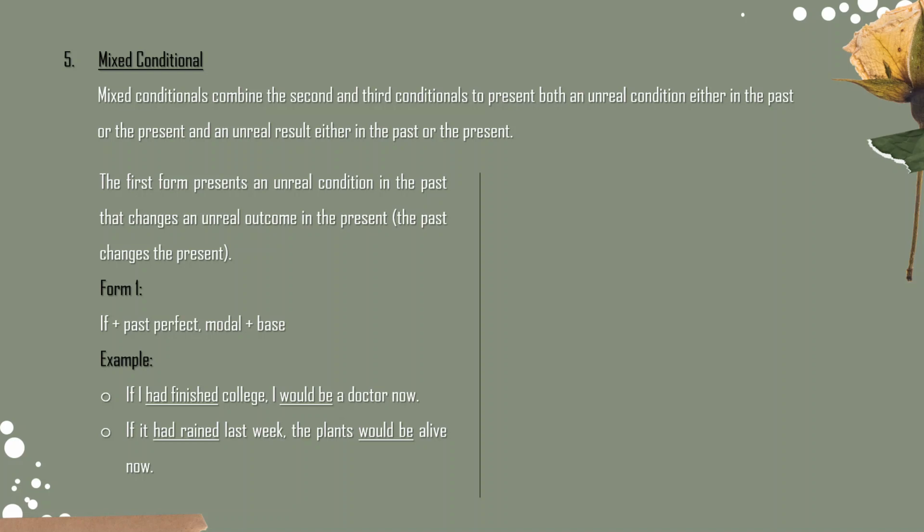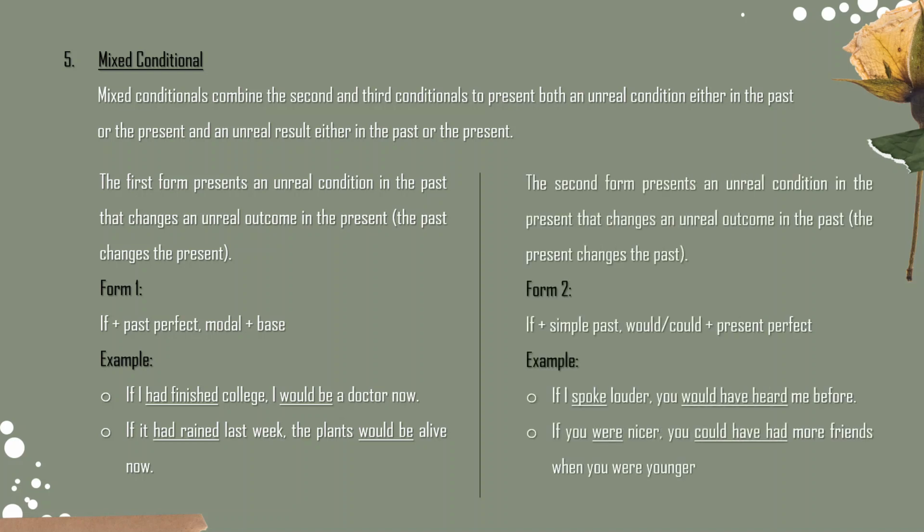The second form presents an unreal condition in the present that changes an unreal outcome in the past. For the formula: if plus simple past, comma, would or could plus present perfect. For the example, if I spoke louder, I would have heard me before. The second example, if you were nicer, you could have had more friends when you were younger.